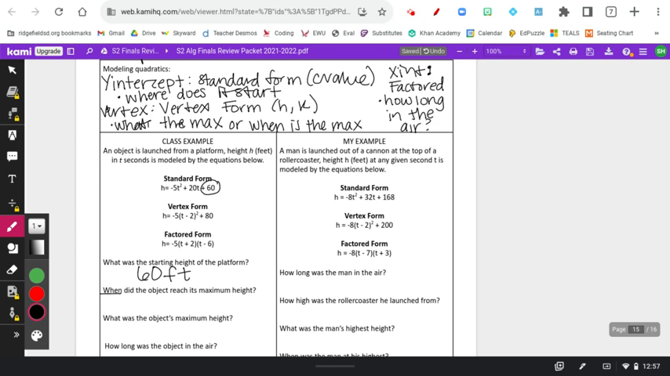When did the object reach its maximum height? So anytime it talks about a maximum, that's our vertex. The when is asking for the h value. That is given right here, so that is 2 seconds.